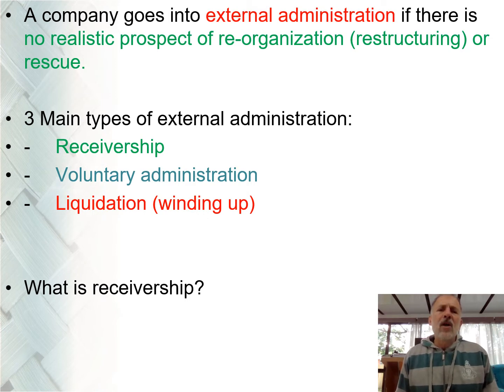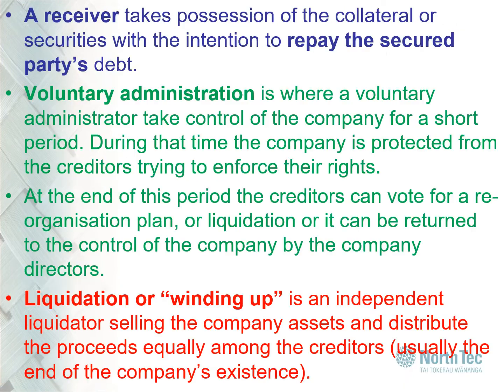There are three main types of external administration. The first one is receivership. The second one is voluntary administration. And the third one is liquidation, and I've already told you we often talk about it as winding up. I basically started with this and told you this is what we're going to focus on. So the question I want to ask you: what is receivership? We've already touched on it. Your answer is in the blue.